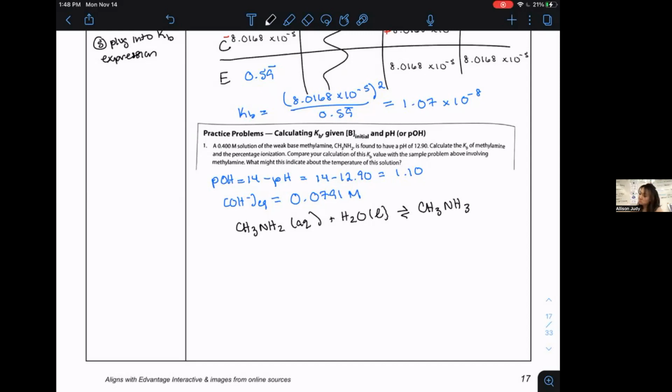Okay. CH3NH3 plus and OH minus, okay? And then you set up your ice table.